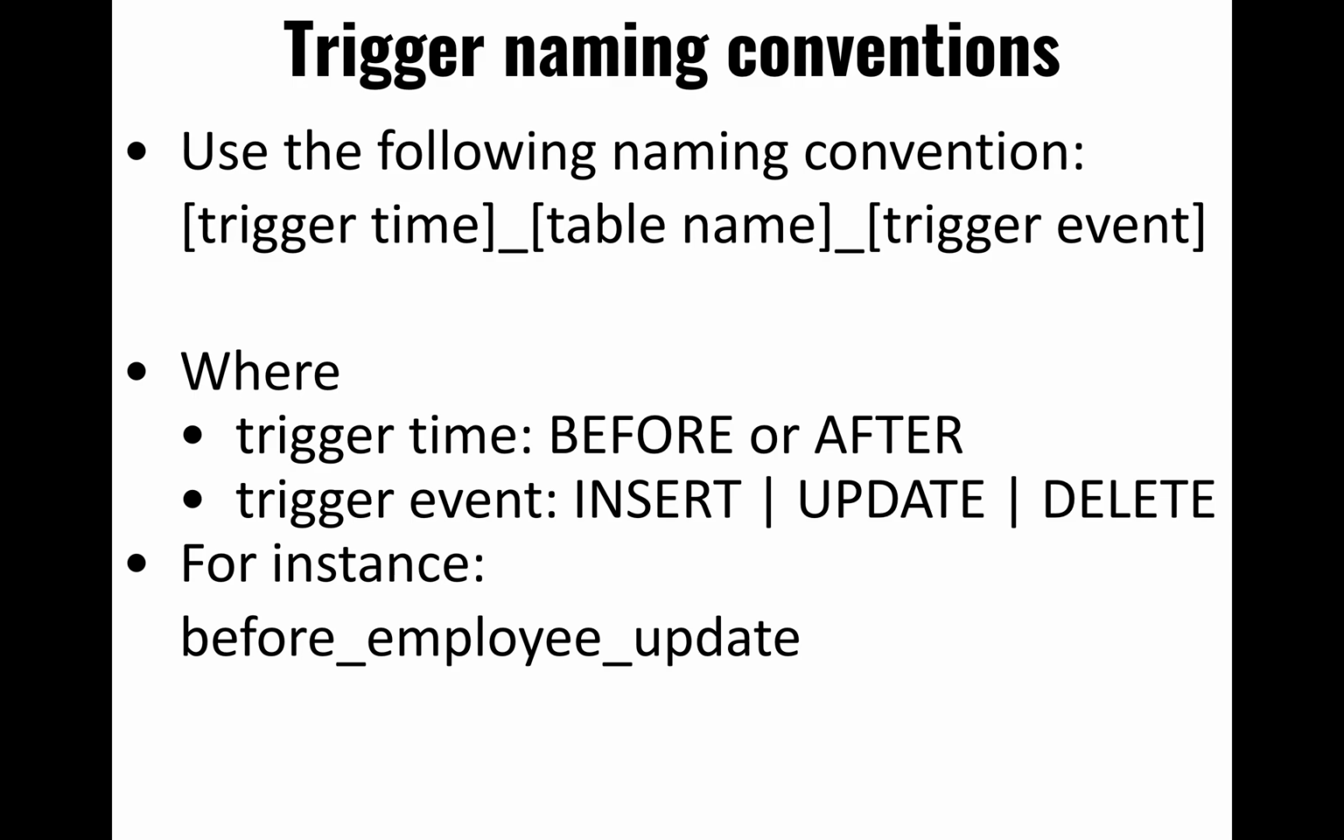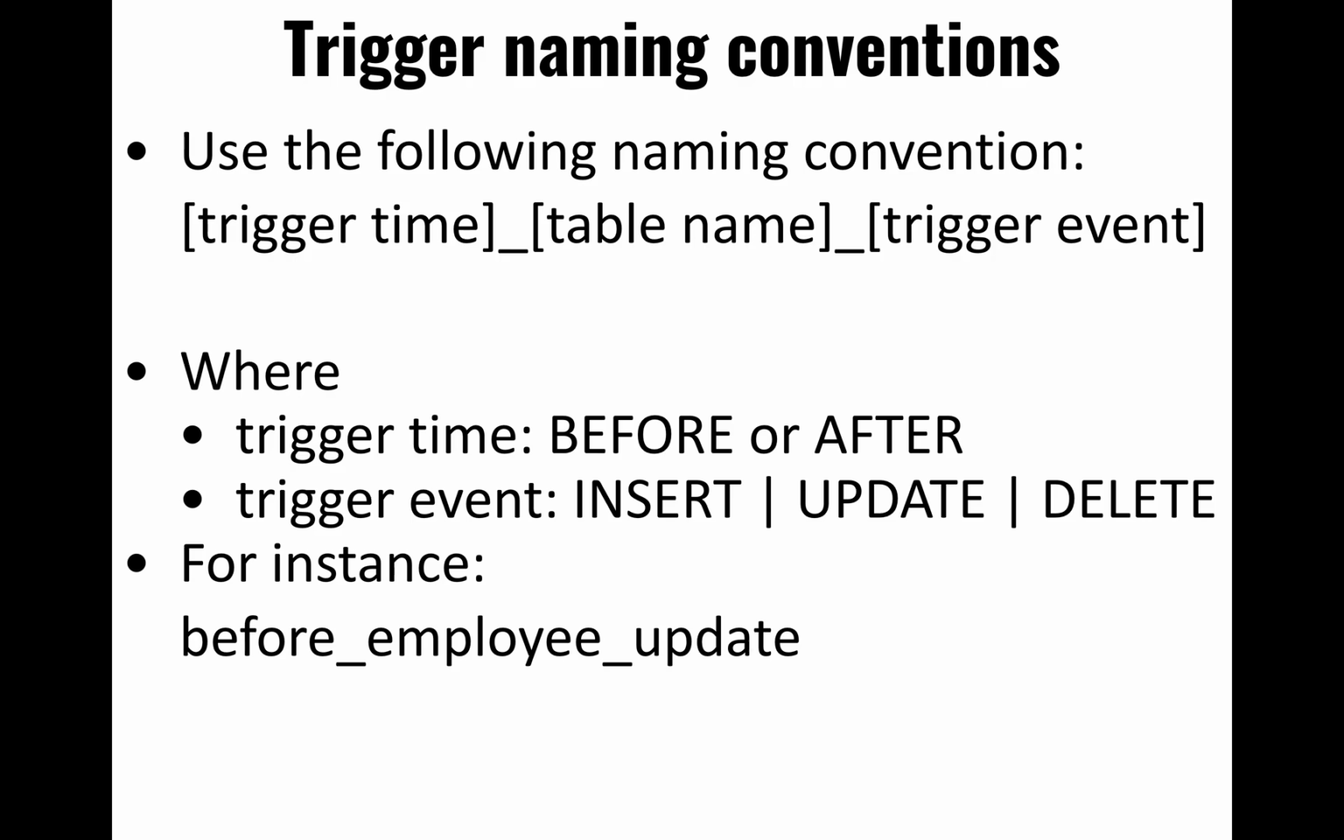So anyway, there's also a nice naming convention that we're suggesting when you name your trigger. A good naming convention is to follow this here. It's a suggestion. You first say the trigger time, the table name, and the trigger event, with an underscore in there.